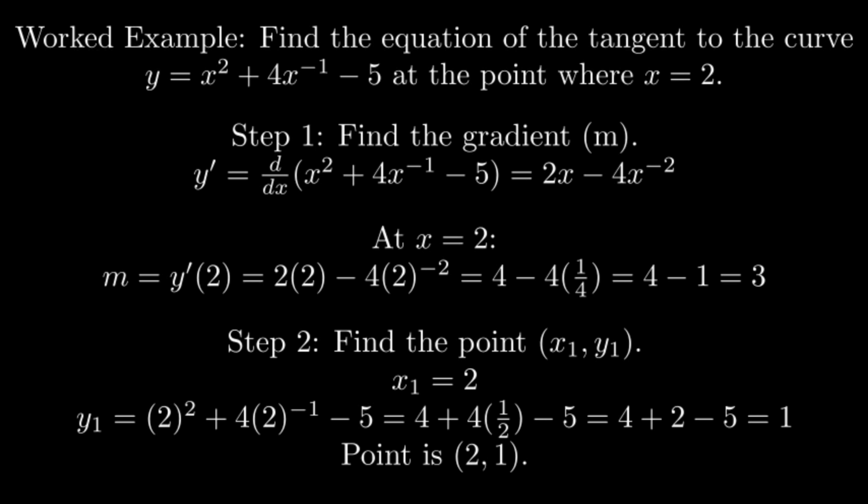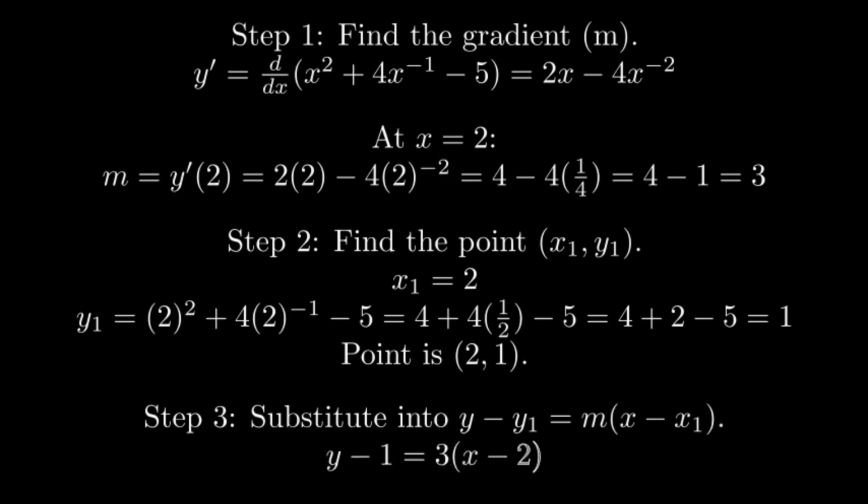Now we have everything we need: a gradient of 3 and a point (2, 1). We substitute these values into the point-slope formula. y minus 1 equals 3 times the quantity x minus 2. This is a perfectly valid equation for the tangent line.